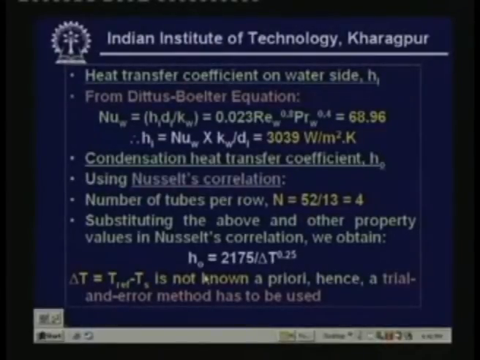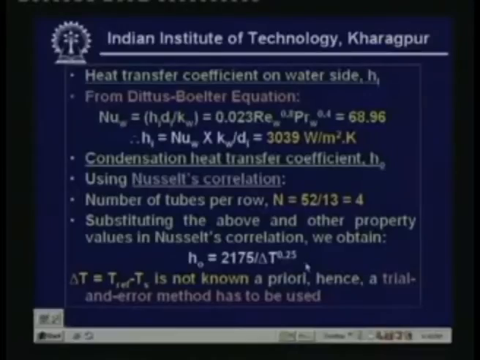Here delta T, as I have already mentioned, is the temperature difference between the condensing refrigerant and the surface. This is not known to us. So we have to use a trial and error method. Trial and error method means initially we use a guess value of delta T, find H naught, find U naught and so on, and finally you have to cross check whether the guess value is the correct value or not. I will show you that procedure now.